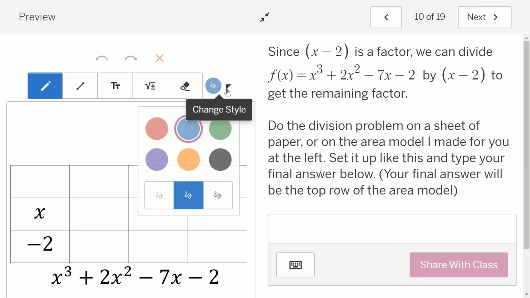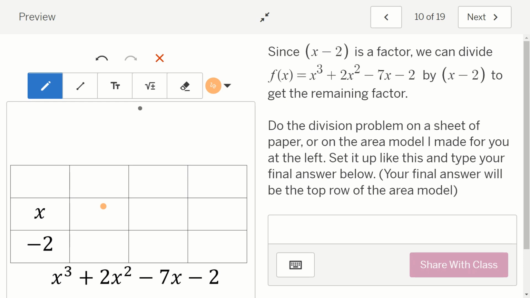All right, so hopefully you did that. I'm going to use orange this time. So, oh, I got like a big orange dot there. Fantastic. Okay. So I know from experience, because I did all my homework on the area model, that x to the third is going to go in the upper left-hand box. And now I can start filling pieces in. So x times what gives me x to the third? Well, that is x squared. And then I can get this one down here.